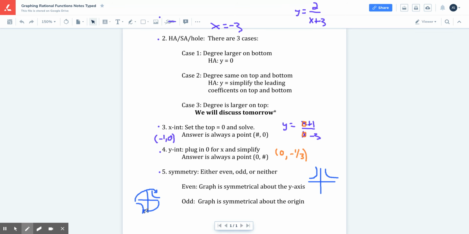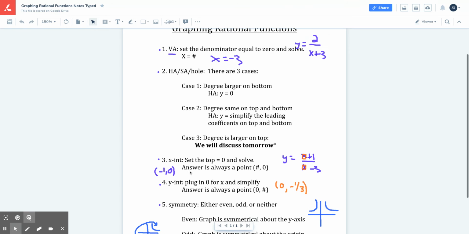This would go here, 180 degrees, you get the same thing. And once we start doing examples, you'll start to pick up on symmetry. You're really not going to tell until after you graph. These first four things you're going to be able to tell before you graph it. Symmetry, you're going to wait until after.